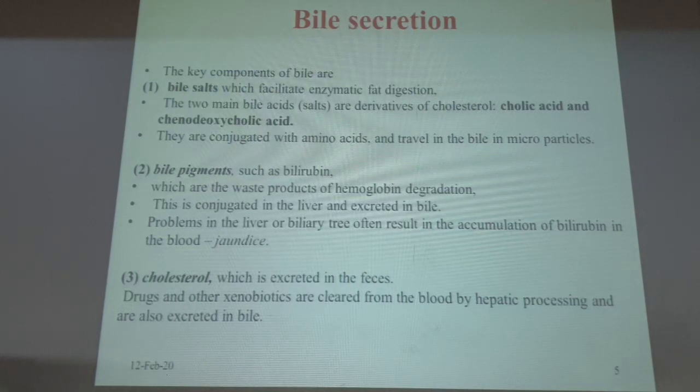We have cholesterol in it. One of the sources.